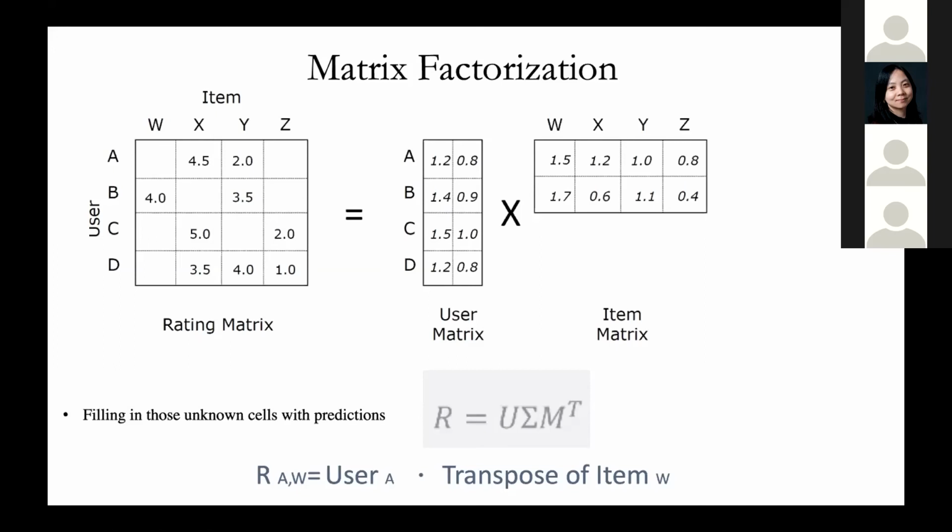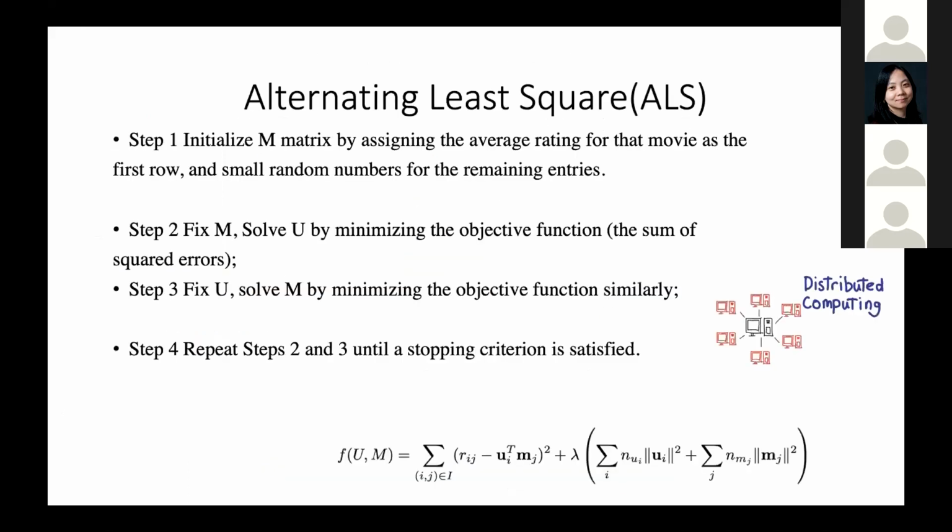And we can treat this as a minimization problem. Every time we do this, we can see whether it's closer to the actual rating. So how do we solve this minimization problem? Spark, for example, uses a technique called alternating least squares, or ALS, to solve the minimization problem. There are 4 steps in this algorithm. Step 1 is to initialize a matrix by assigning the average rating for the movie as the first row and small random numbers.